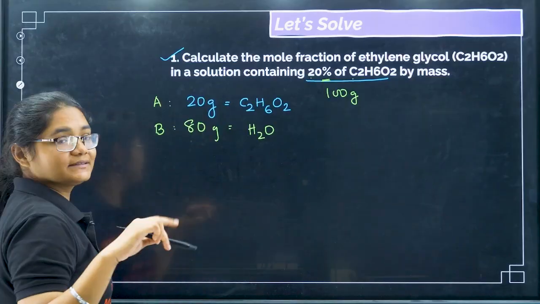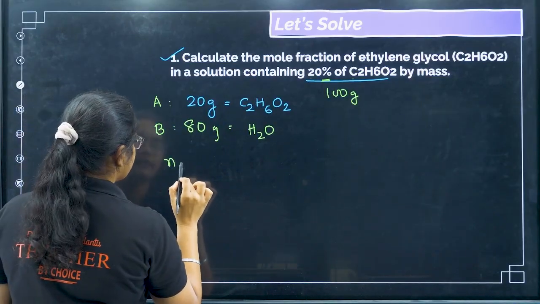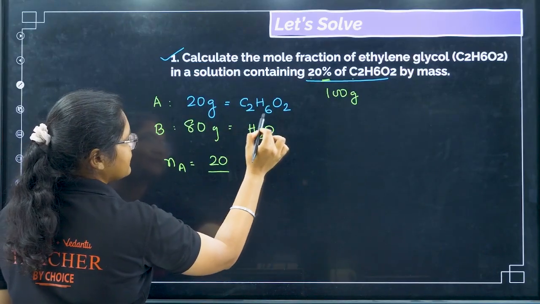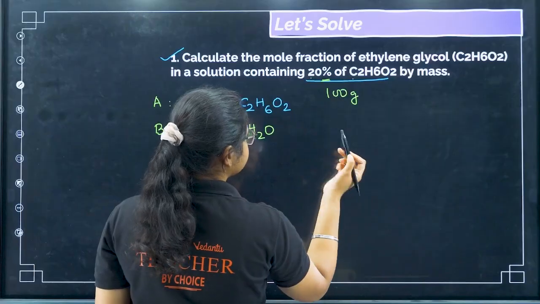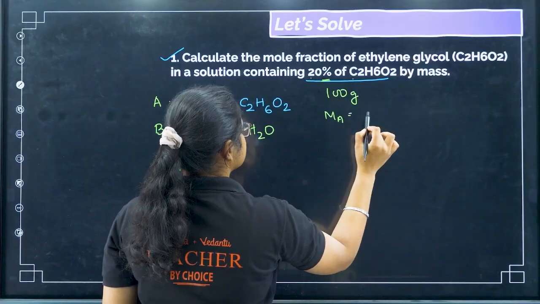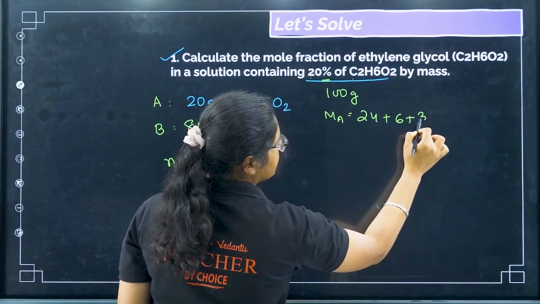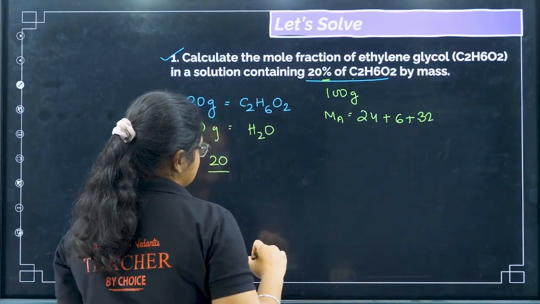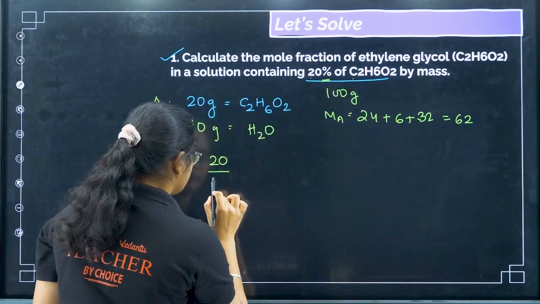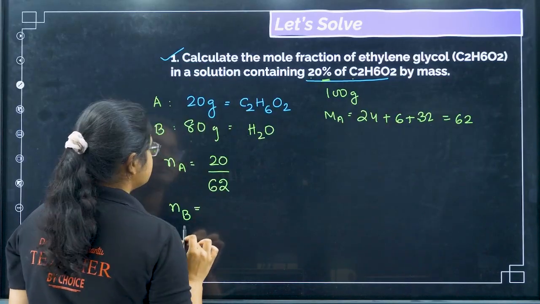First let us calculate the number of moles of A. Number of moles of A will be given mass by molar mass, 20 by this mass. Let me calculate the molar mass of A: 12 twos are 24 plus 6 plus 16 twos are 32. So 24 plus 6 is 30, 30 plus 32 is 62. So here it will be 20 by 62. Now the number of moles of B will be how much?